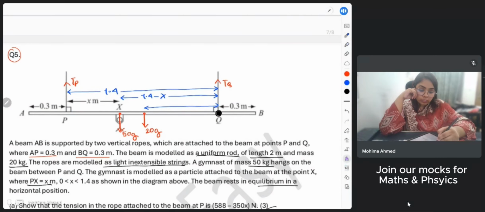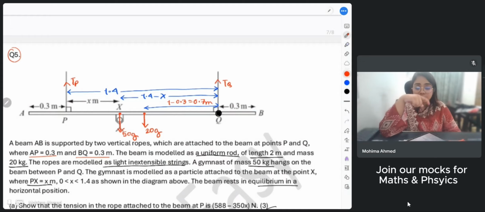The total length was 2, so this was exactly at the center. That means each side is 1 meter. So from the center to the point B is 1 meter, and you subtract 0.3, which gives the distance from point Q to the center: 1 minus 0.3, which is 0.7 meters. Now using these lengths, you can find the value for TP.